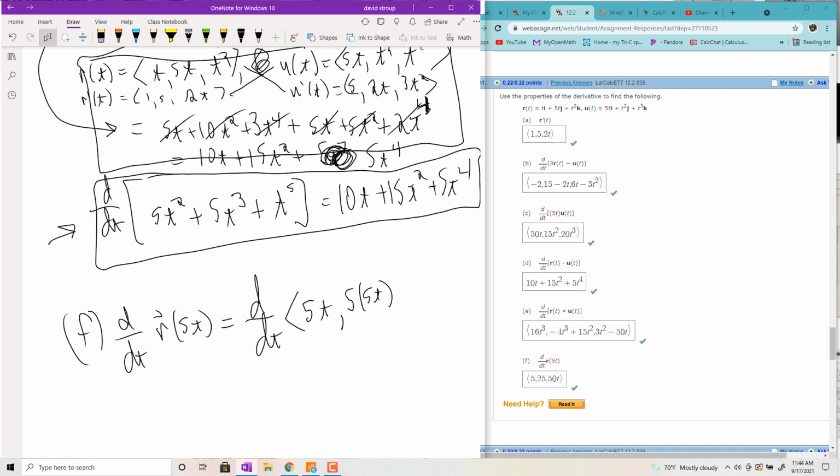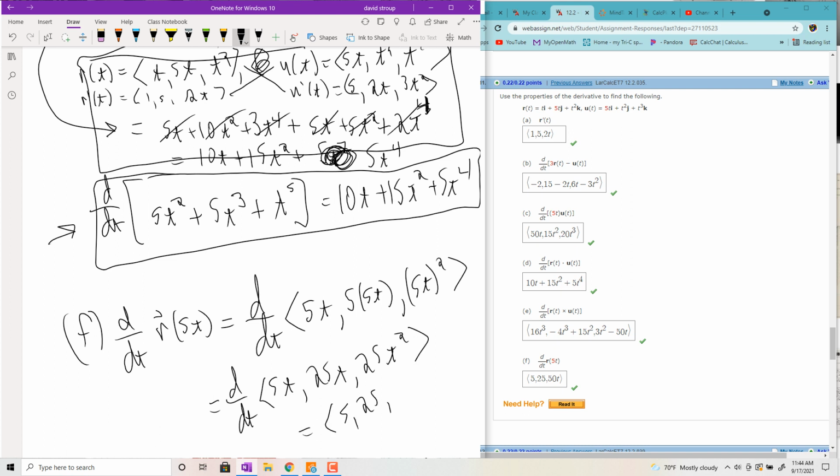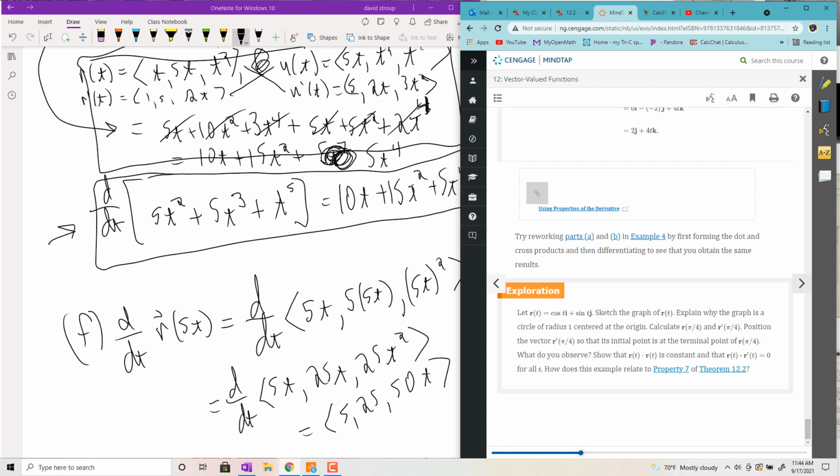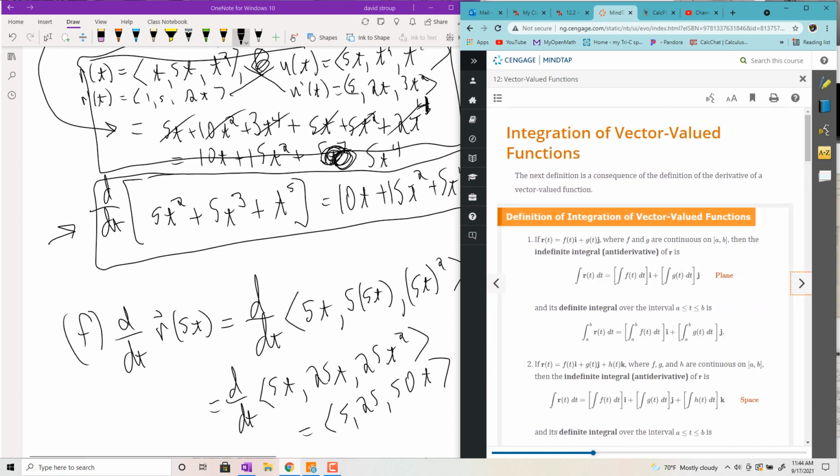So wherever you see t in r of t, you're plugging in 5t, and 5t in for t squared. So you get the derivative with respect to t of 5t, comma 25t, comma 25t squared, and then the derivative is 5, 25, 50t. Okay, so anyways, there's that chunk. Let's move on. Integration then.